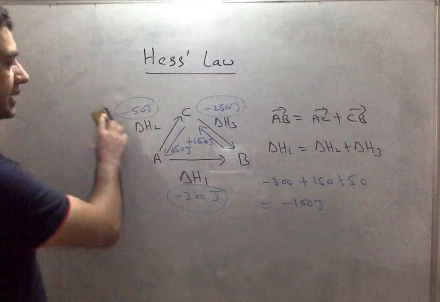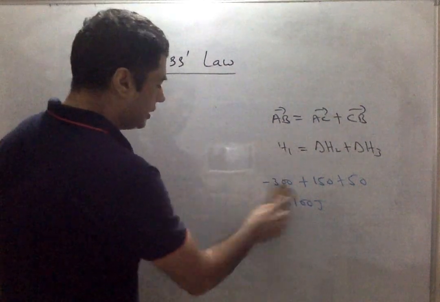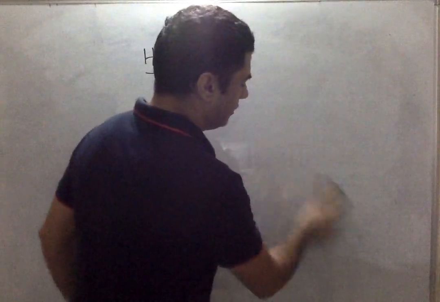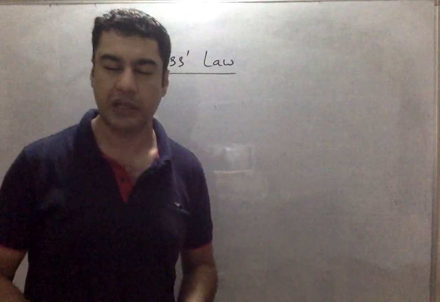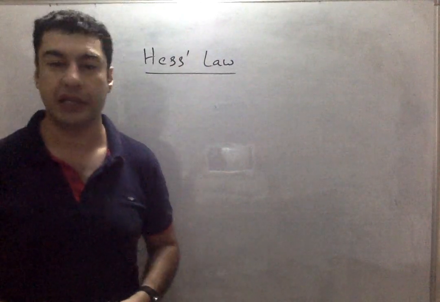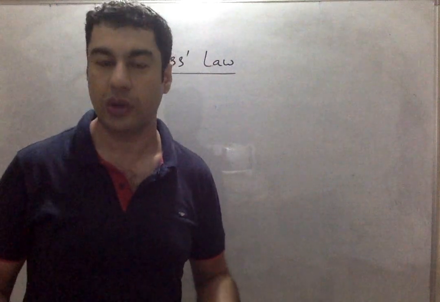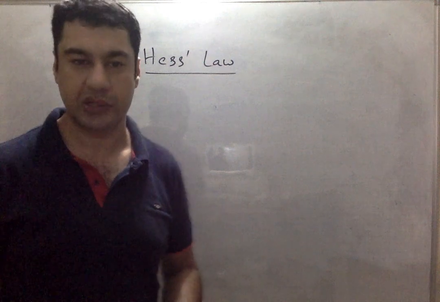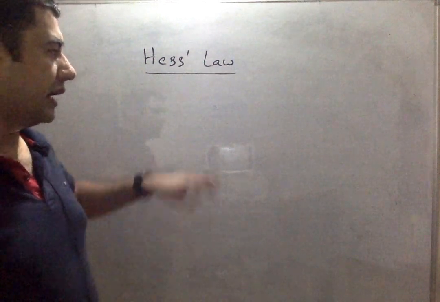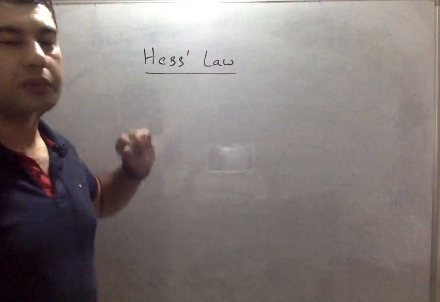Now let's see its application in terms of the Born-Haber cycle. The Born-Haber cycle is frequently used to calculate the lattice energy, because lattice energy is not possible to be calculated directly. We just cannot calculate lattice energy directly. So we'll now learn the application of Hess's law in the Born-Haber cycle.